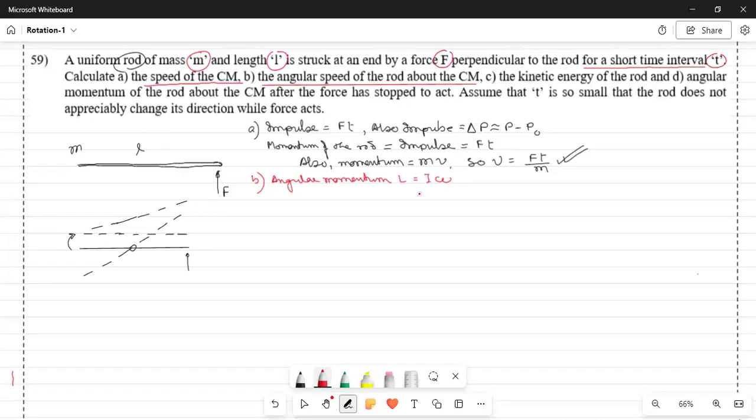Also, how do we measure angular momentum? Angular momentum L is equal to the linear momentum multiplied by R. That means the momentum which is applied here, multiplied by R. R is the distance from the center of rotation. That is the definition of the angular momentum.